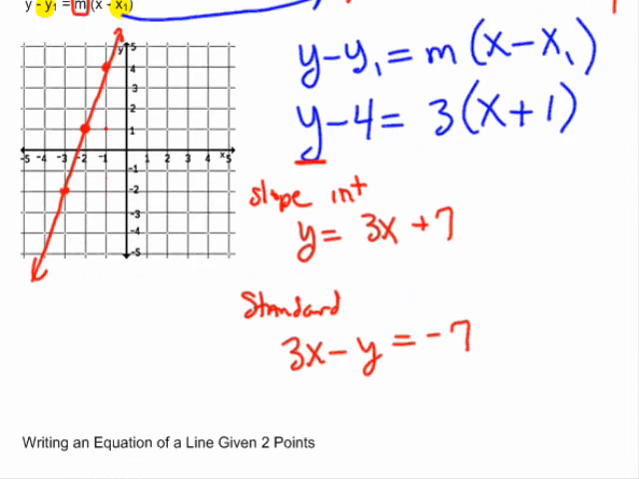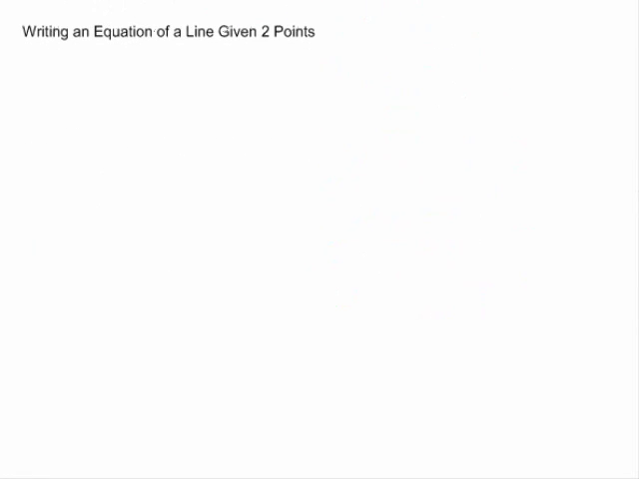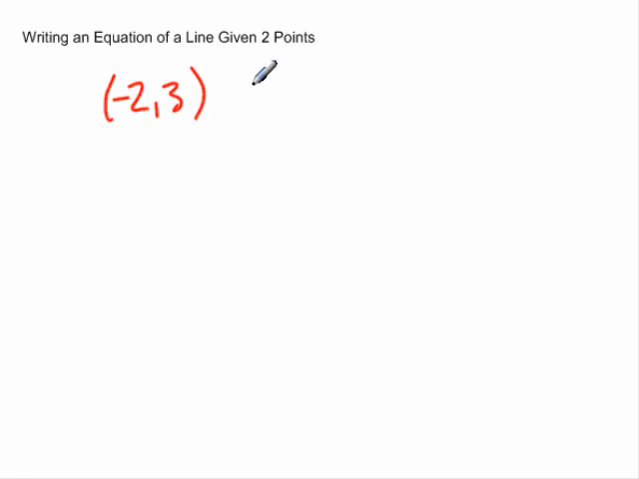Now, what if we're given 2 points? Write an equation of a line given 2 points. Say that we're given the following 2 points. We have negative 2, 3, and 1, negative 1. We're going to first have to do a couple of things. One is we have to find the slope. Because without the slope, we cannot plug it into our point slope formula. In order to use point slope, hence the name, I have to have a point and a slope.